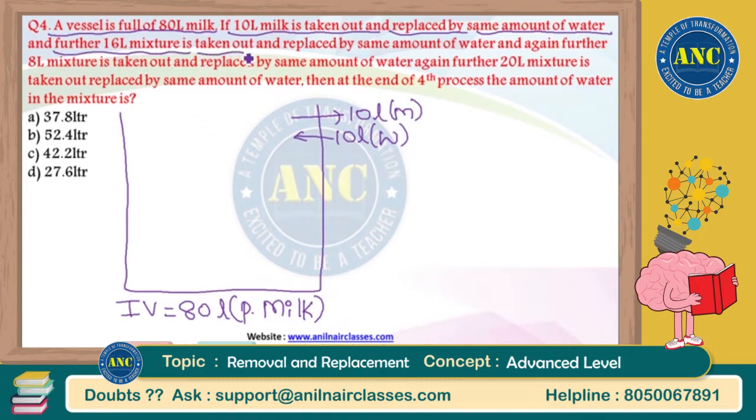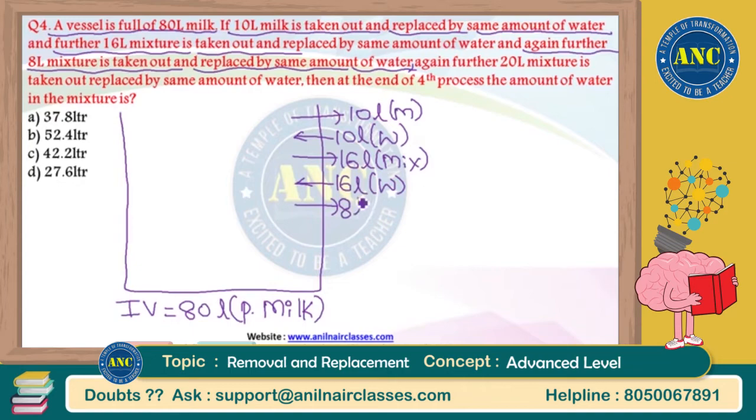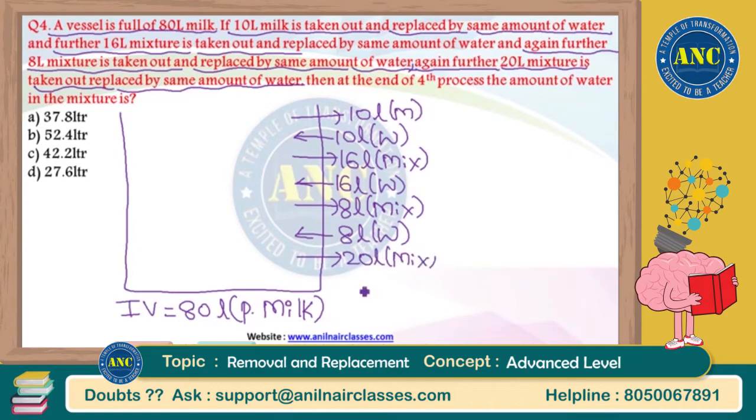Further, 16 liters of mixture is taken out and replaced by the same water. 16 liters of mixture is taken out, and I am replacing it with 16 liters of water once again. Again further, 8 liters of mixture is taken out and replaced by the same amount of water. And the last step says again further 20 liters of mixture is taken out and replaced by the same amount of water. I am taking out 20 liters of mixture and replacing it with 20 liters of water.